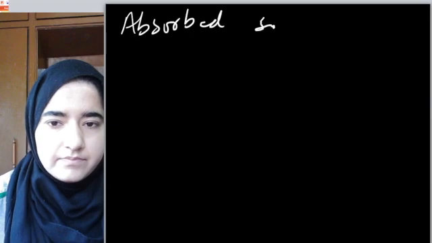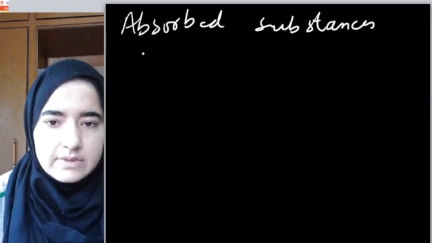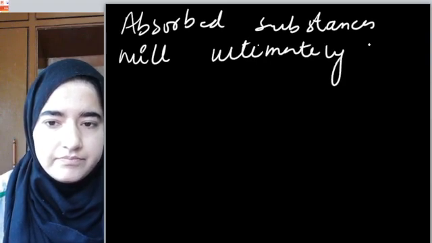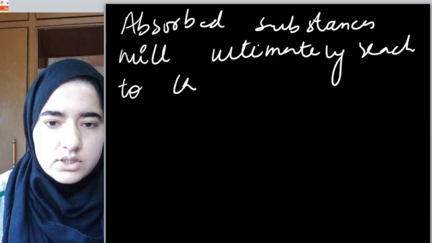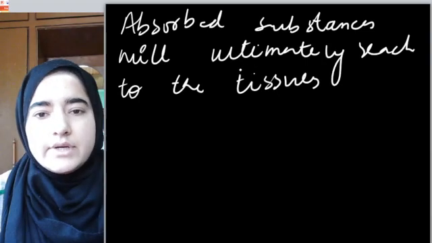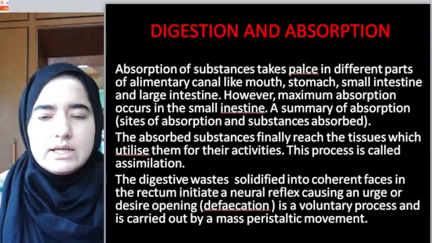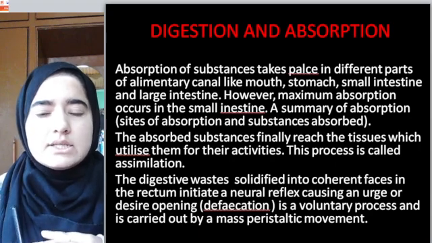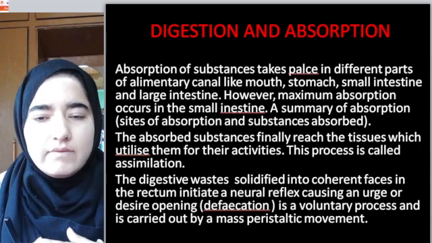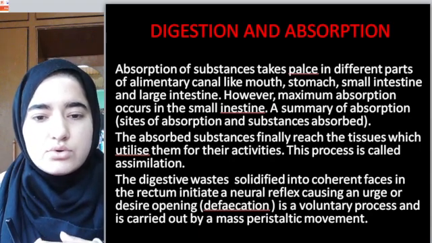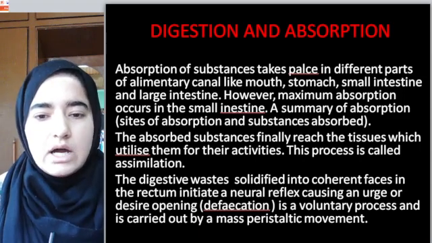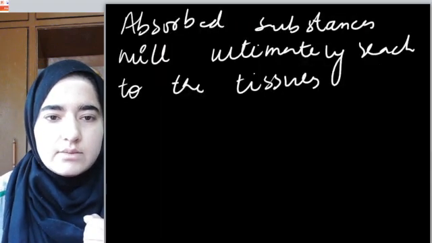Absorbed substances will ultimately reach the tissues, so that our daily life activities will run smoothly. Why? Because the nutrients in the blood which reach the tissues will give us particular energy, so that we will utilize them for our daily activities, and that process is known as assimilation.